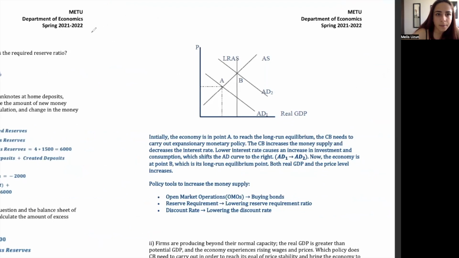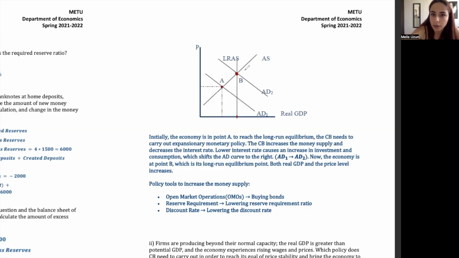So it says we are in recession. This point is the full employment, full potential employment point. So this is potential output. Because we are in the recession, our output level is less than the full potential employment level. So we are in here right now, initially.